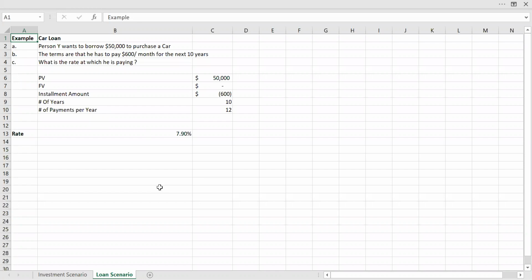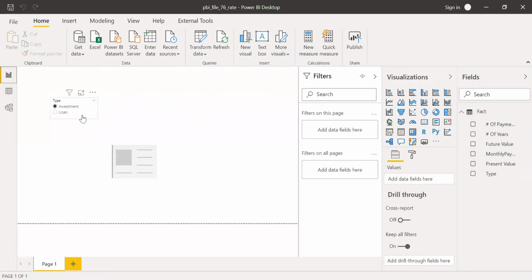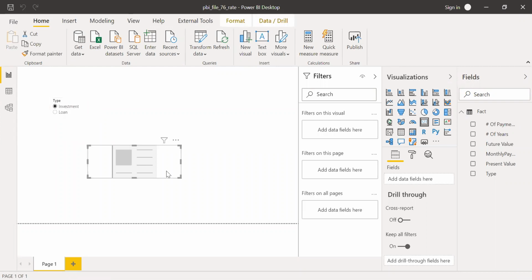And now let's quickly go to Power BI and then try to implement this same function in Power BI. So I have this table in Power BI and I have two rows here, investment and loan. So for the investment, present value is zero and loan 50,000 and future value is opposite, and monthly payments and number of years and number of payments per year. So I have all this information, and let me go to the report here. So I have a slicer which has type loan and investment, and I have added a card here.